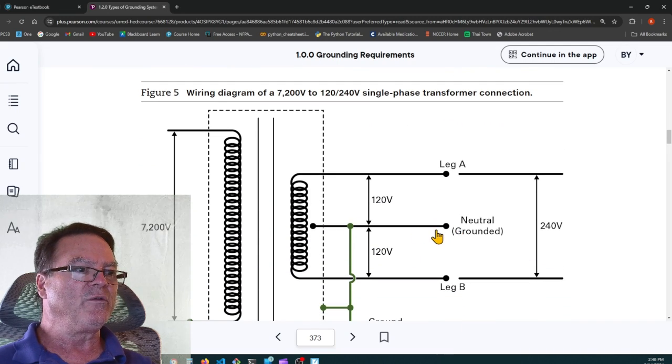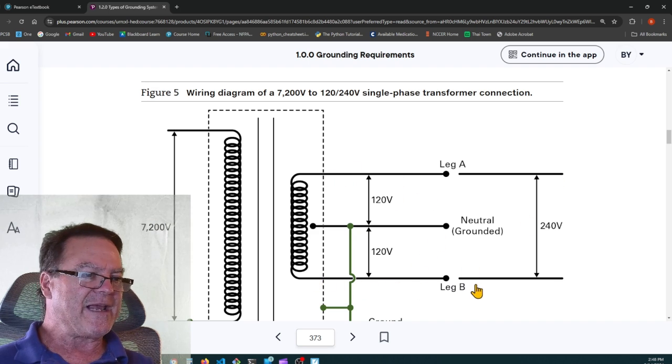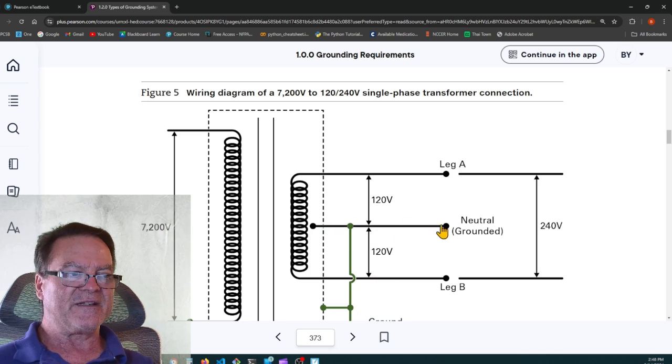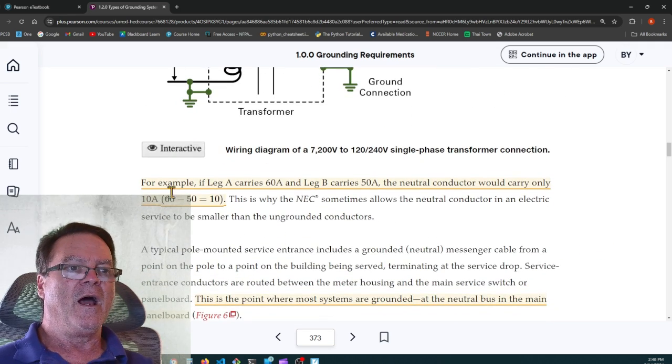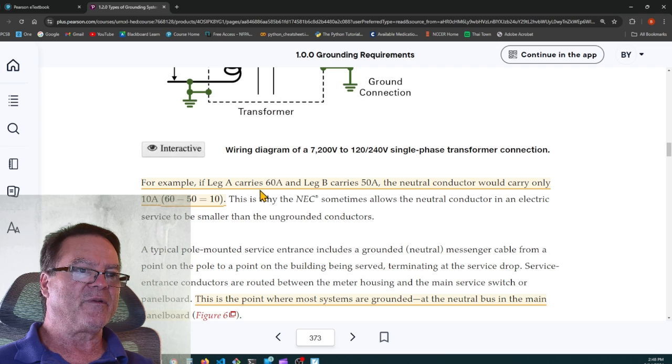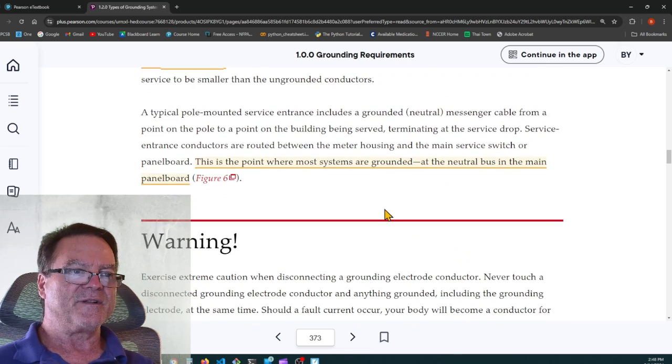So the neutral conductor only carries the imbalance between leg A and B. If you have 20 amps flowing on leg A and 18 amps flowing on leg B, you're only going to have 2 amps flowing on the neutral. It's the imbalance between the two. Here's a highlight. It says, for example, if leg A carries 60 amps and leg B carries 50 amps, the neutral conductor would only carry 10 amps.